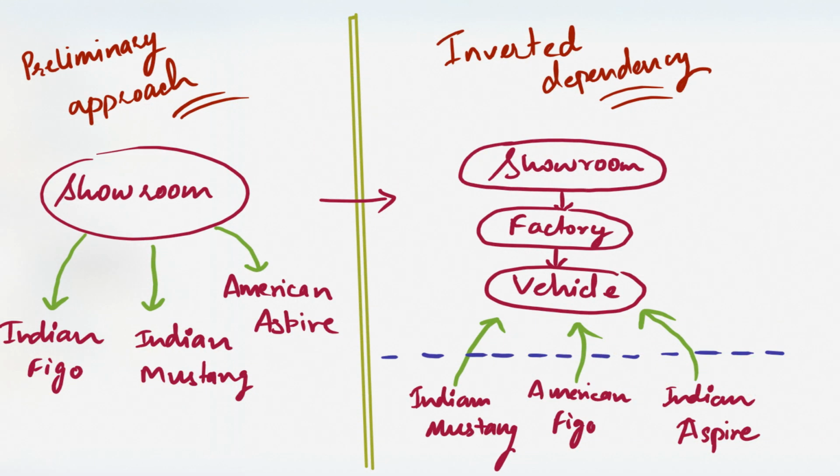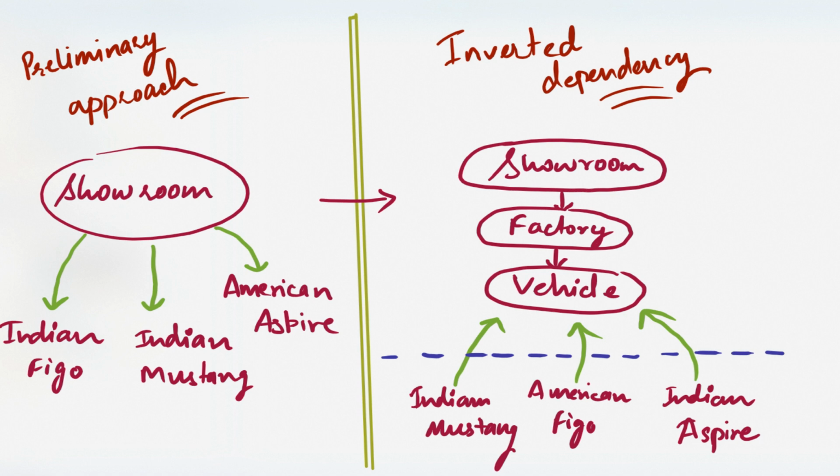Dependency inversion. If we look at the showroom class that we had written earlier, the showroom class was highly dependent upon these vehicle concrete implementation classes, six here for now. So if we look at the dependency flow from the showroom class to these concrete implementations, we will see the arrows going downwards.